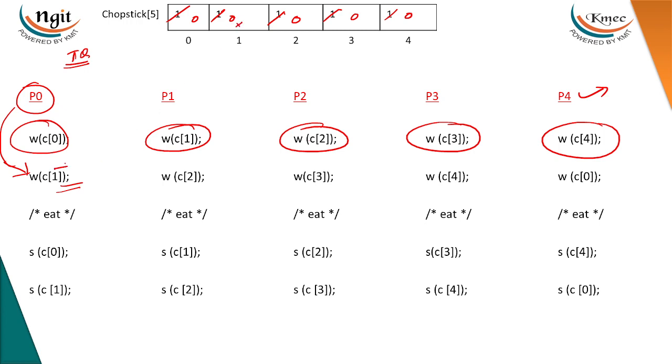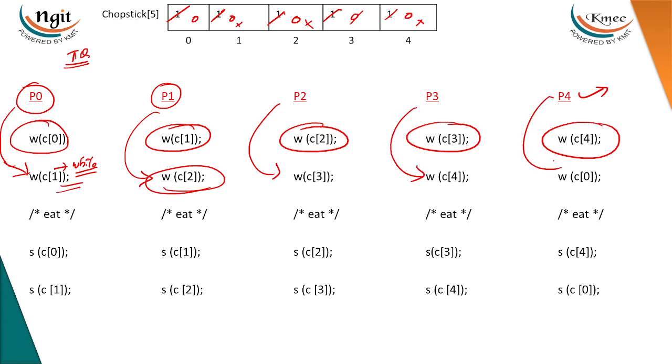Then it will continue to execute the while loop. Then P1 will go and execute wait on C2, which is also not available. P2 executes C3, trying to pick up the next chopstick, also not available. P3 tries to execute C4, not available. P4 tries to execute C0, not available. So what happens when all the philosophers get hungry and try to pick up the next chopstick? Look here, the chopsticks are not available.